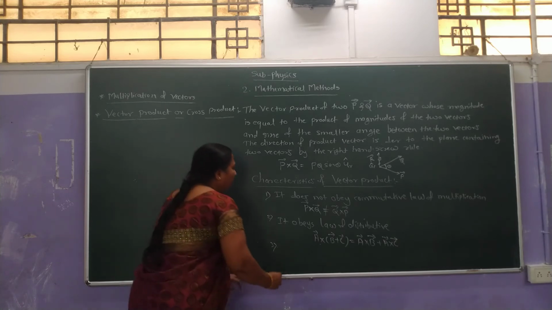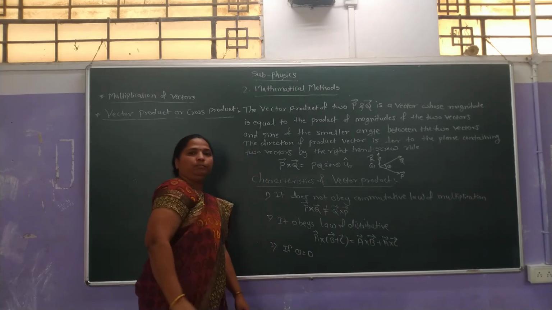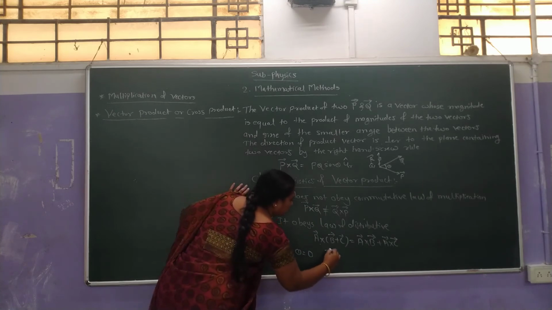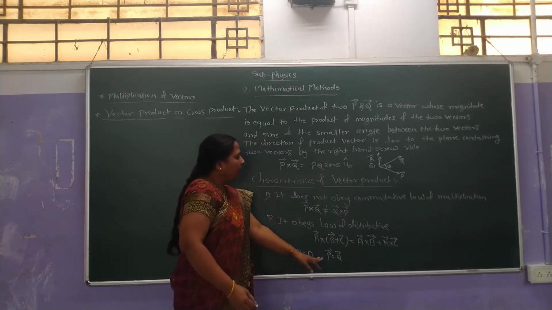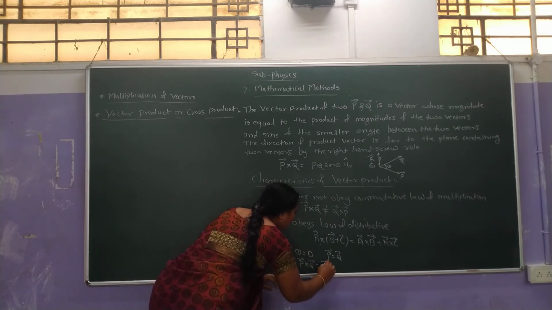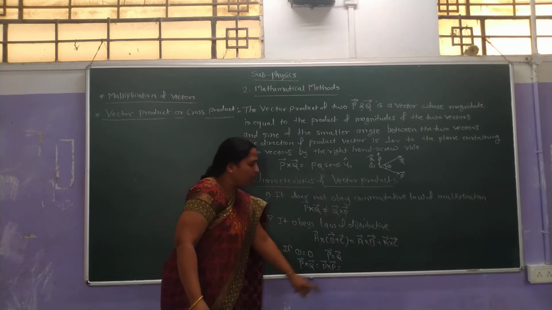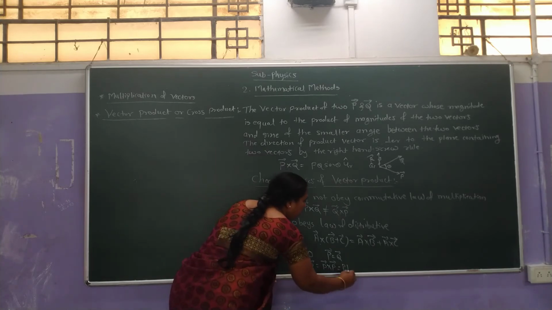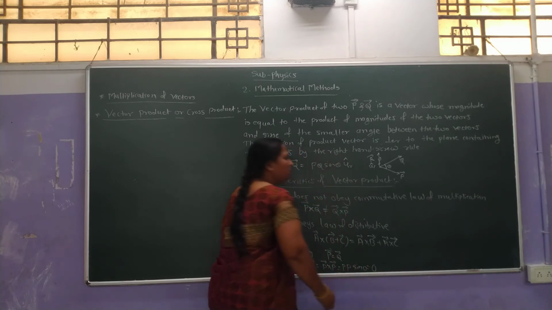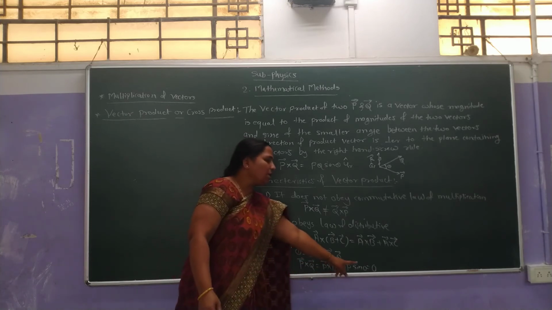Third, if theta is equal to 0, meaning the two vectors are parallel, p vector cross q is p vector cross p vector, making an angle of 0 degrees. Therefore p cross p is p multiplied by p into sine 0, so the cross product is 0. If the vectors make theta equal to 0, their cross product is 0.